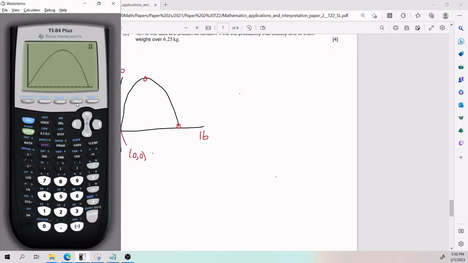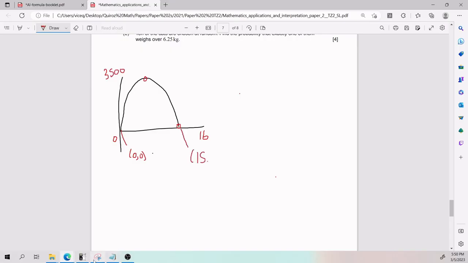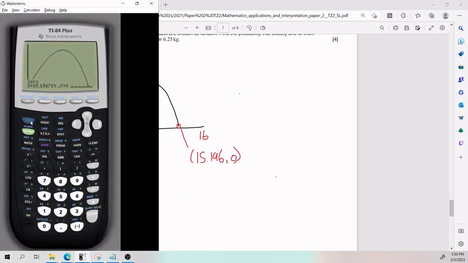Let's find out what my 0 is. So second calc, 0, left bound, right bound. I'm going to do left bound over here, right bound all the way where I can't even see it, and I guess where my 0 is. Boom. So my 0 is going to be at 15.196, 0. And my maximum, more importantly, calc maximum, my left bound, I put it behind my maximum. My right bound over here. My guess somewhere near.